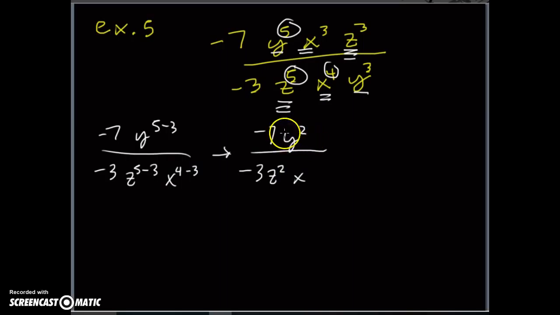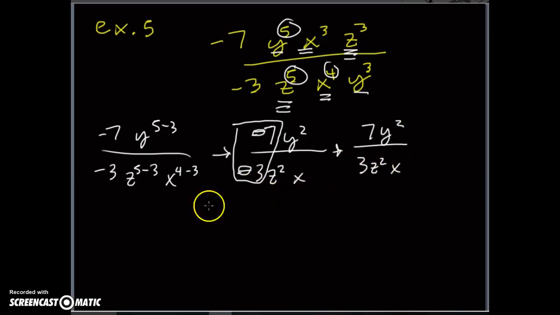Now we can go ahead and simplify our constants. So we've got negative 7 divided by negative 3. Well, 3 does not go into 7 evenly, so I'm going to leave it as a fraction because there's no number I can simplify the fraction by. However, I can simplify the negatives. I've got a negative divided by a negative, which is a positive. So I've got 7y squared over 3z squared x.